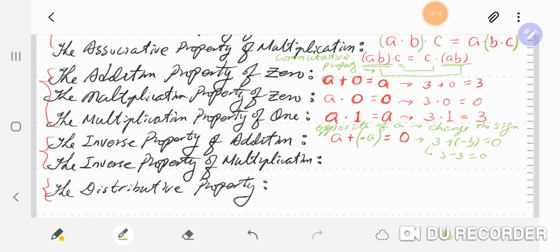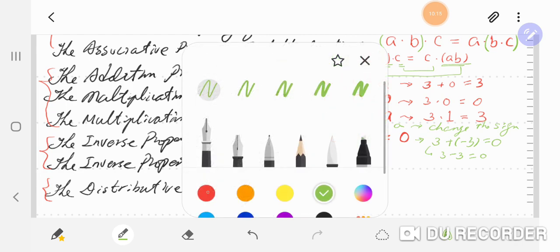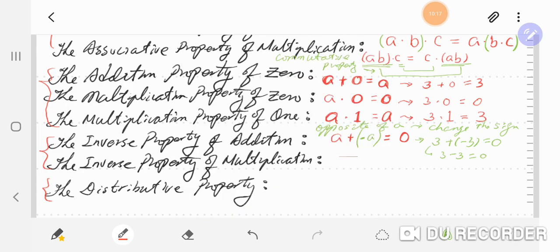Okay, inverse property of multiplication. All right, here's a number. This time, let's say the number is A, and I want to multiply it by something. A times what becomes 1? Not 0, 1. This is very important. What we do is multiply by the reciprocal of this number.